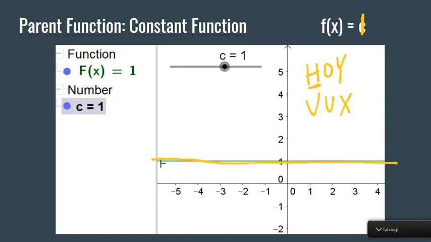Horizontal lines are y equals equations, and f of x is like y. So if you see f of x equals a specific number, you're just going to graph a horizontal line, and that number is going to be the y-intercept. And that's all you really need to know about constant functions.